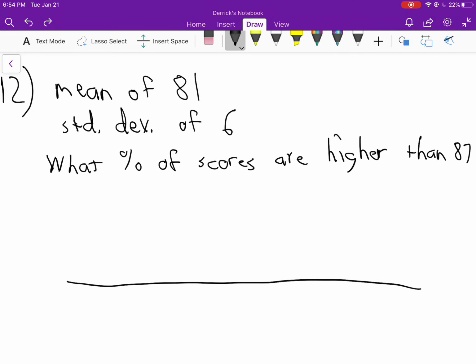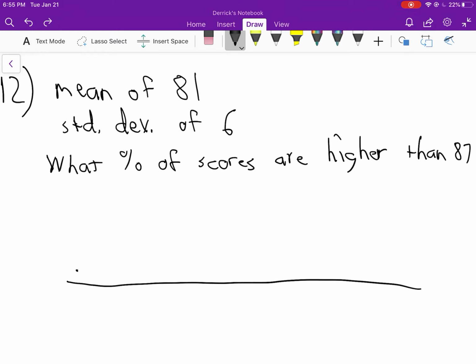Alright, so this is number 12 on the test review. The information they gave you was that the scores on a test are normally distributed with a mean of 81 and a standard deviation of 6. And then the question asked was what percent of scores are higher than 87.